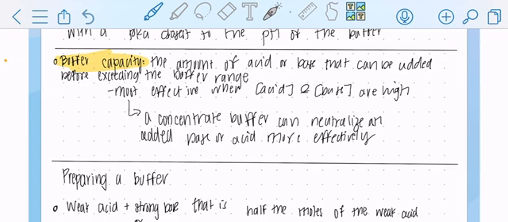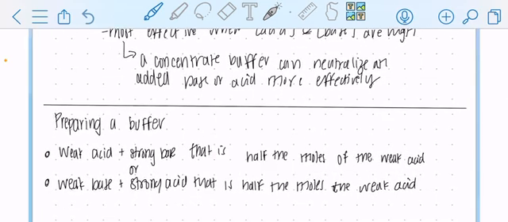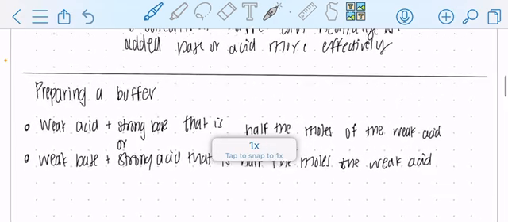The buffer capacity is the amount of acid or base that can be added before exceeding the buffer range, and it is most effective when the concentrations of the acid and the base are high. A buffer can neutralize an added base or acid more effectively if the concentration is high.